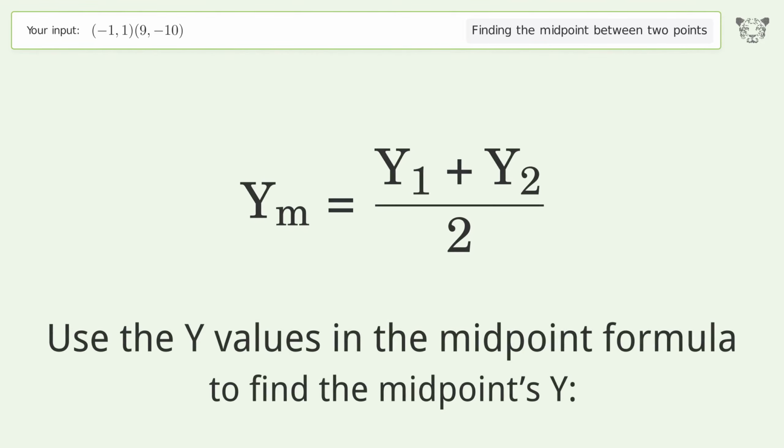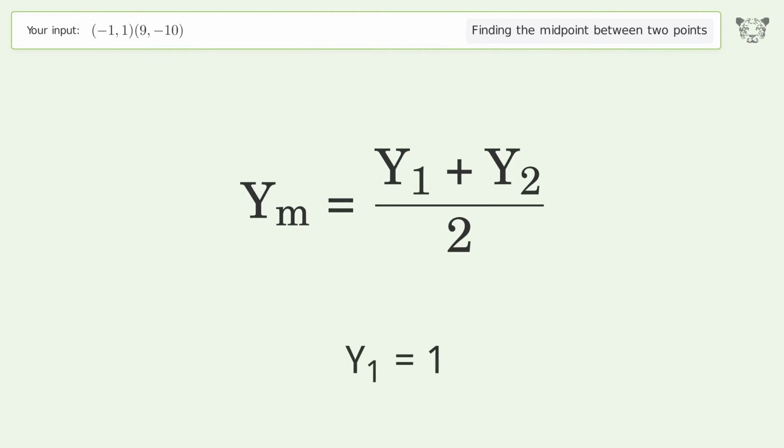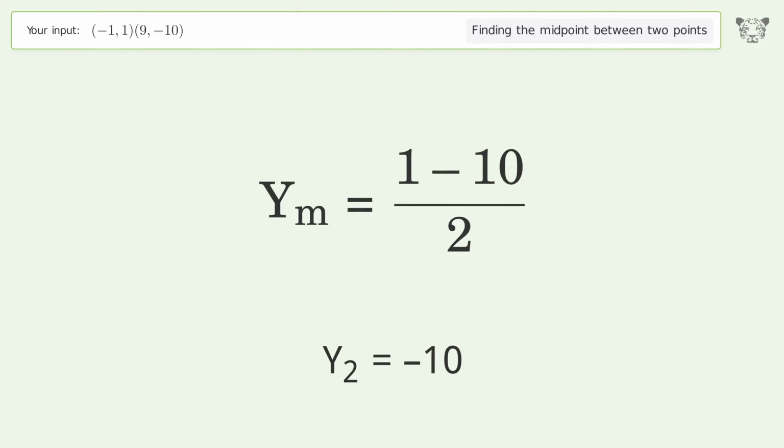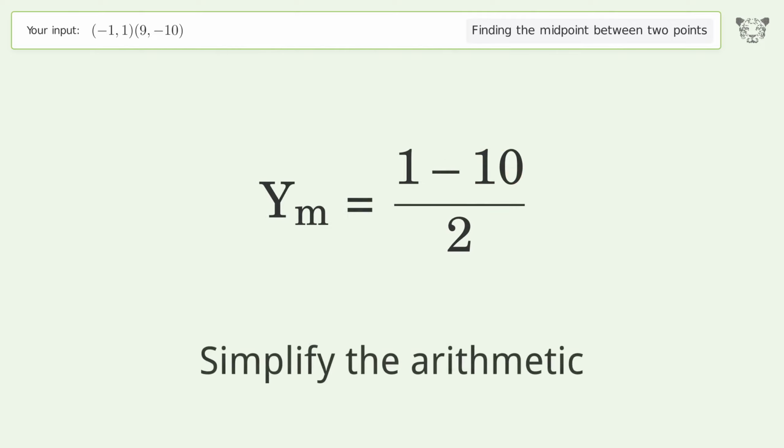Use the y values in the midpoint formula to find the midpoints y. y1 equals 1. y2 equals -10. Simplify the arithmetic.